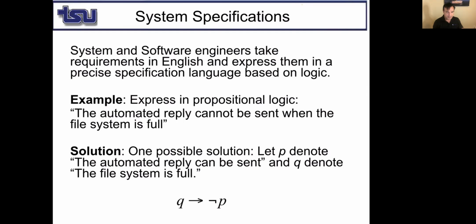For example, here, the automated reply cannot be sent when the file system is full. Well, it's very easy. Maybe you can say P represents the automated reply can be sent as a proposition. Q is the file system is full. What does this say? Q implies P not. That means if the file system is full, then you cannot send an automated response. That's an easy condition, right? If the file system is full, then you cannot send an automated response.